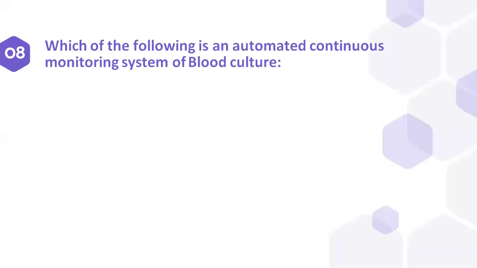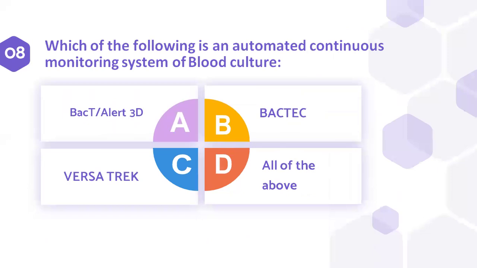Which of the following is an automated continuous monitoring system of blood culture? Option A, BACT/Alert 3D. Option B, BACTEC. Option C, Versatrek. Option D, all of the above. Here, the right answer is option D, all of the above. BACT/Alert 3D, BACTEC and Versatrek, all these are automated methods.